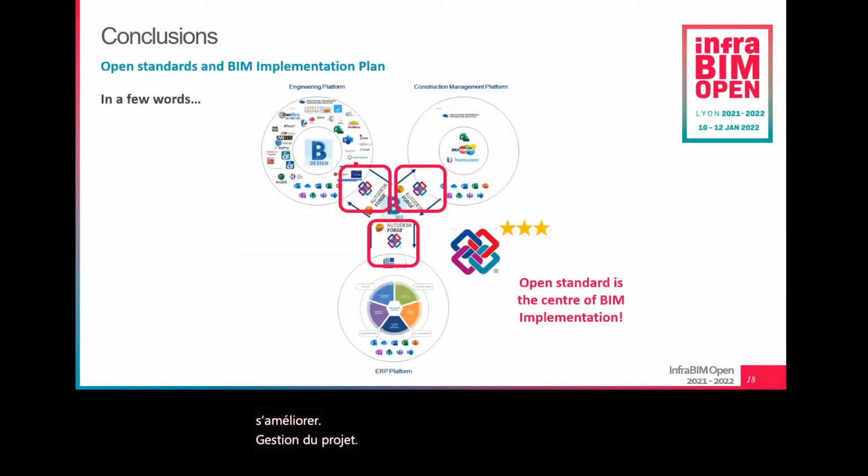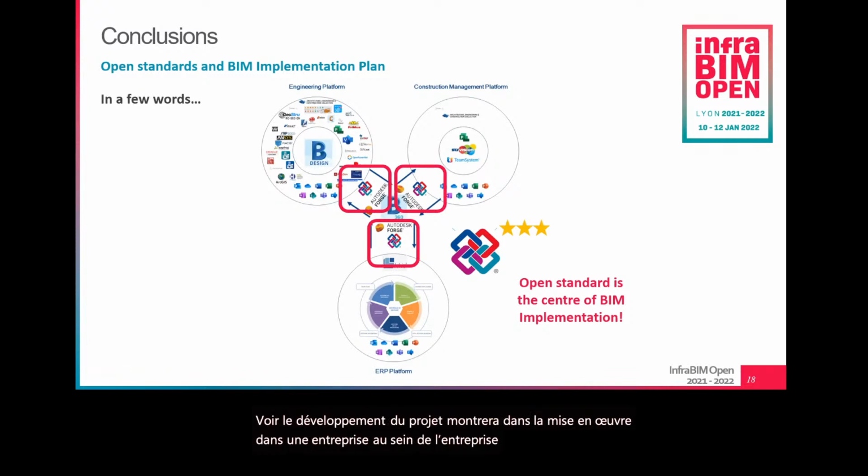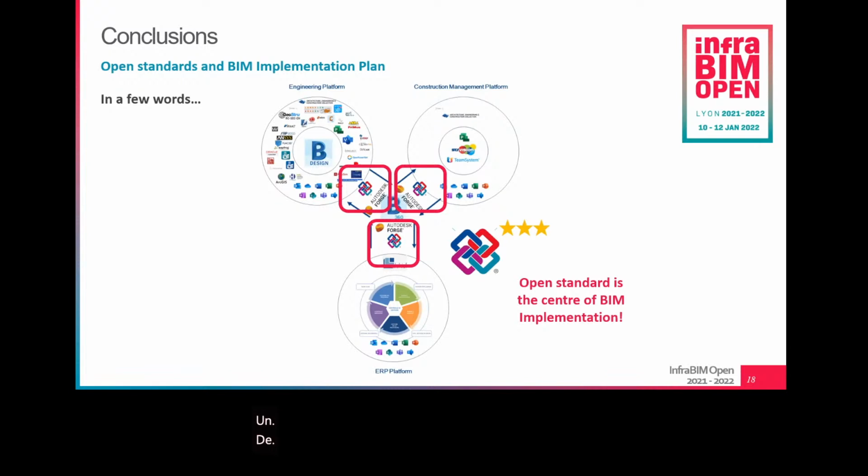So finally, in a few words, we are more and more convinced that Open Standard is really central in BIM implementation, not only in the development of a project, but also in the implementation within the company of the whole process of digital transformation that will lead the company to a completely digital delivery and data exchange process.